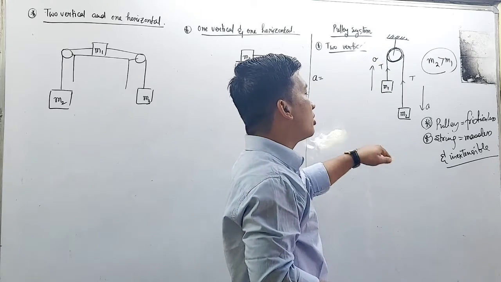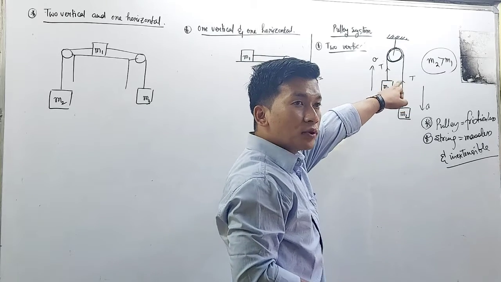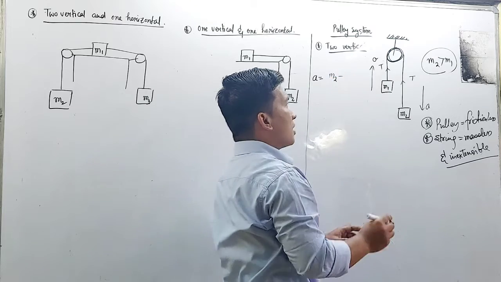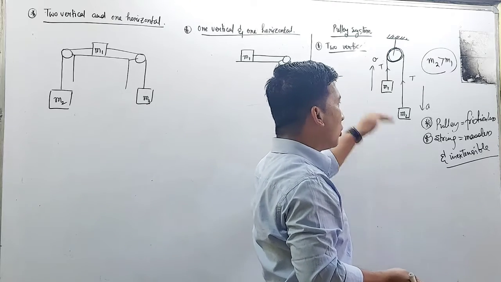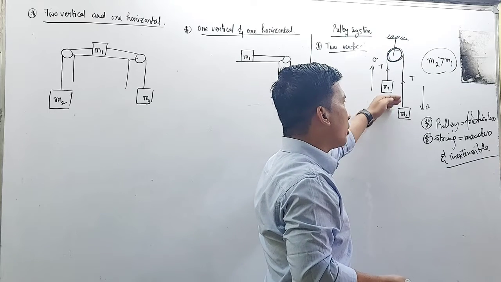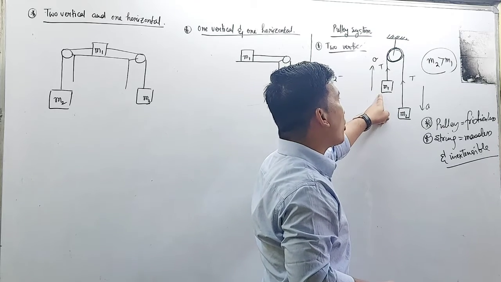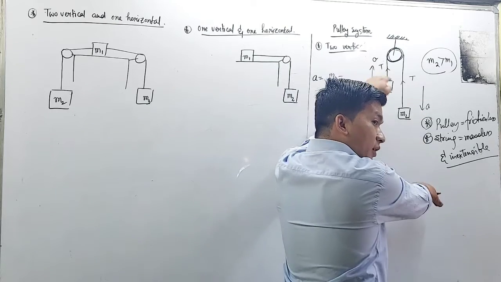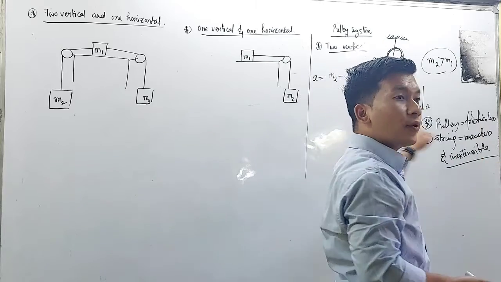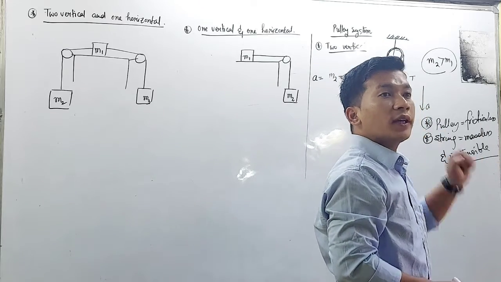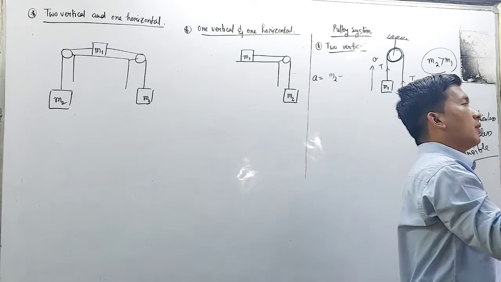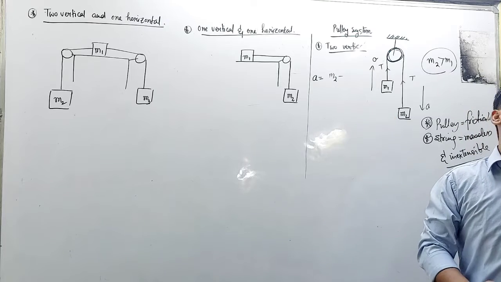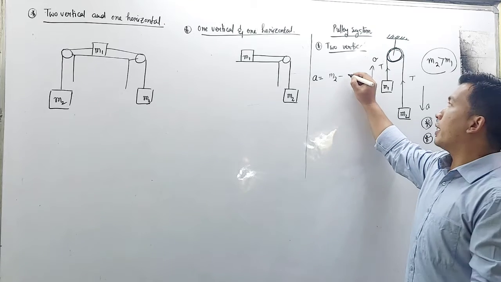Which mass is responsible for the production of motion? M2. Then M2 minus which mass will oppose the downward motion of M2? M1 is opposing it; the motion is restricted by the weight of M1. This is the minus M1.